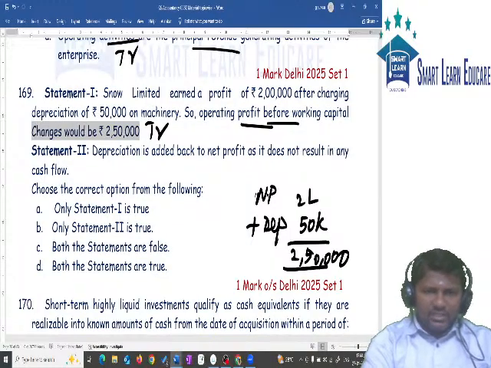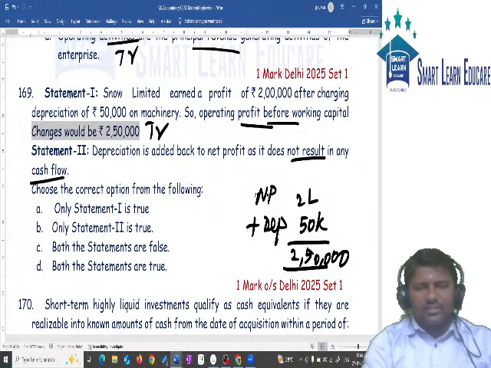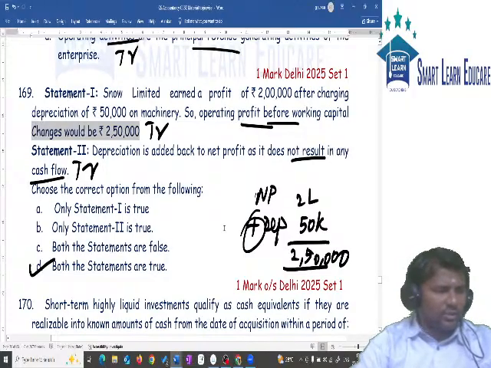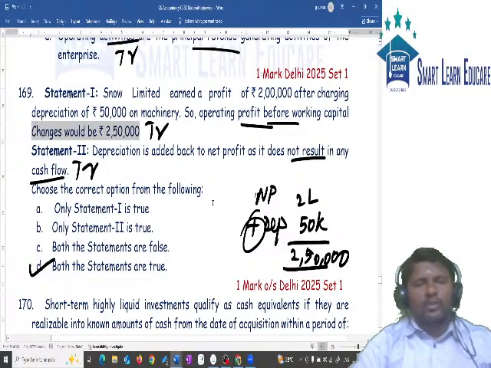Next, depreciation is added back to net profit as it does not result in cash flow. Obviously, depreciation is a non-cash item, that is why we are adding it back. So this statement is also true. Choose the correct option. Both the statements are true. Next one.